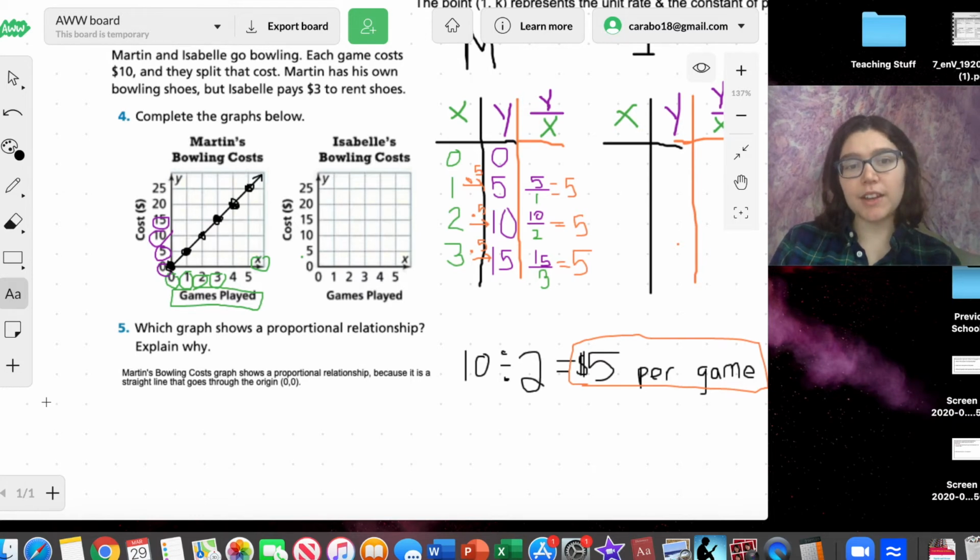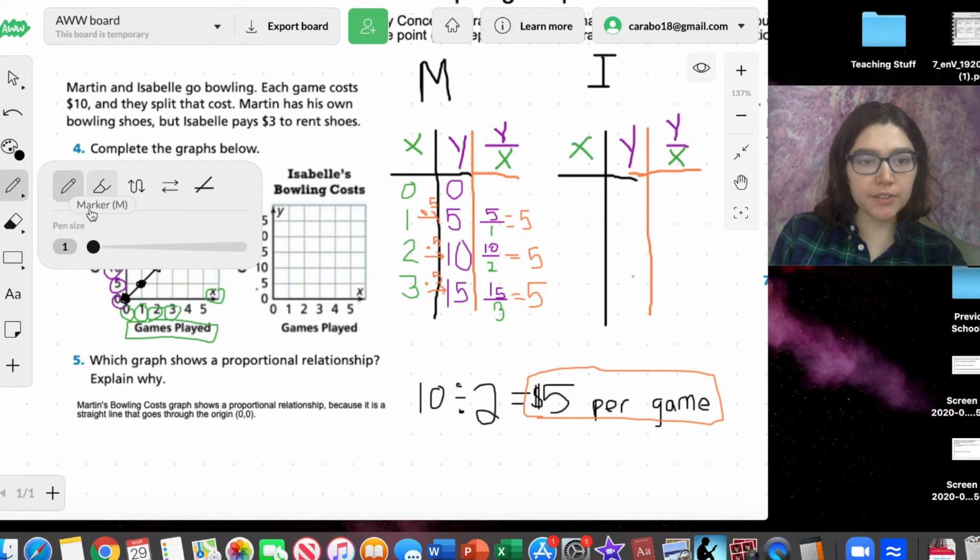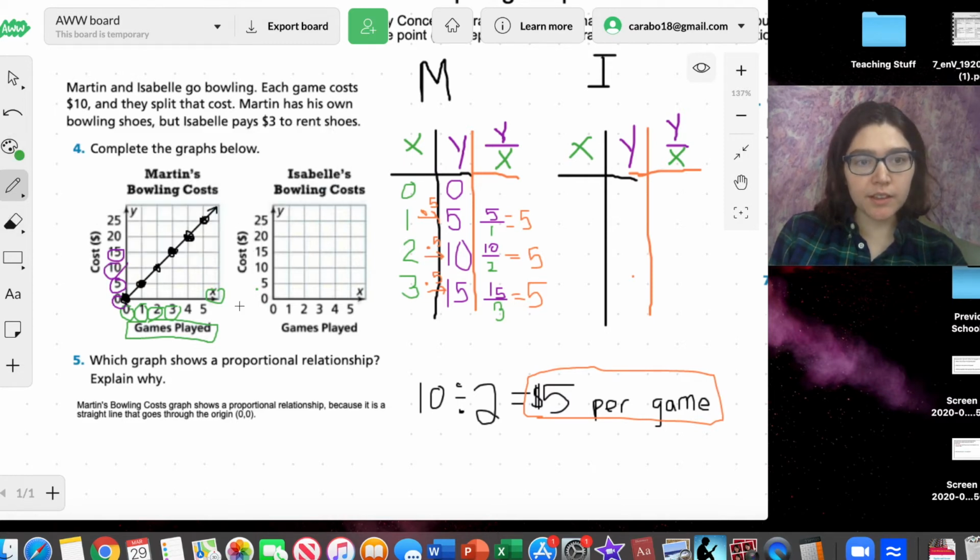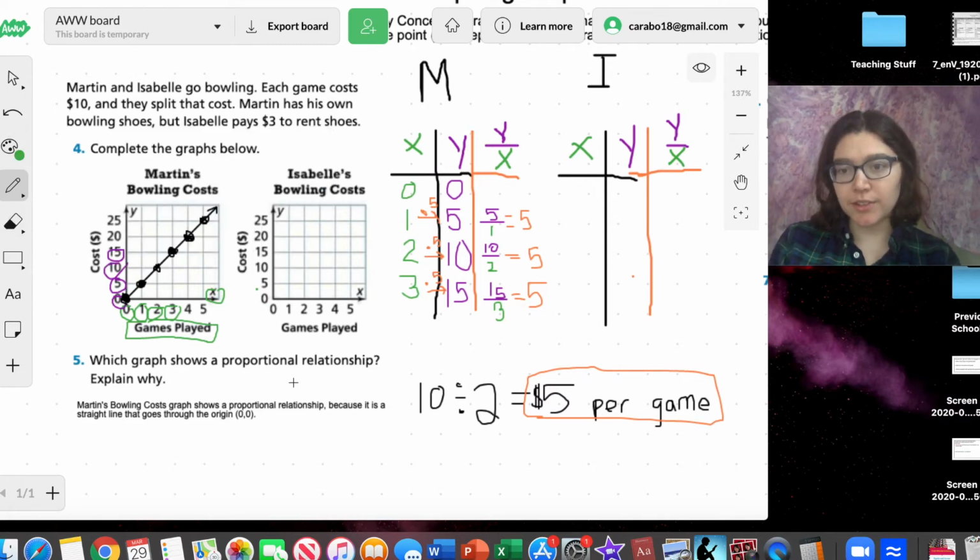All right, great job. So now we did Martin's. Now let's look at Isabel's. Like before, what we're going to do is come up with some points that we're eventually going to graph, and then we can use a table to figure out if we have a proportional relationship. Okay, so the cost per game for Isabel is going to be $5 because there's $10 per game and they're splitting that in half.